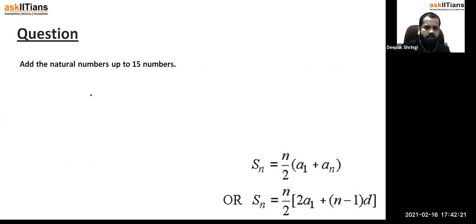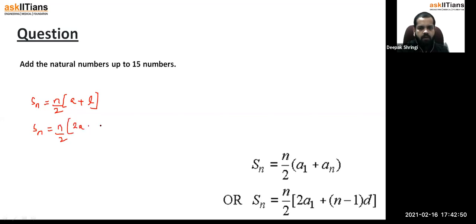Okay, let me write all three formulas first. Sn is equal to n upon 2 bracket A plus L or An, both the same thing, and also Sn. The most used formula is Sn is equal to n upon 2, 2A plus n minus 1 multiplied by D. We have already proved it, right?